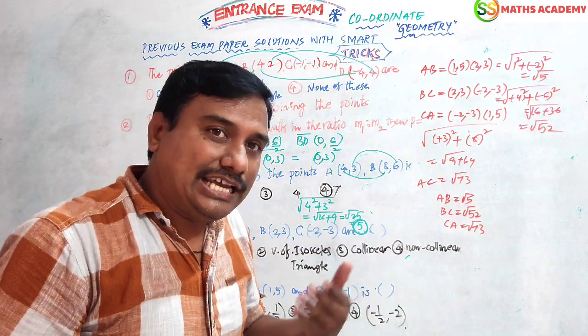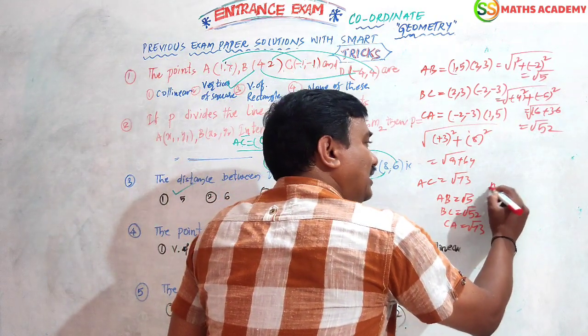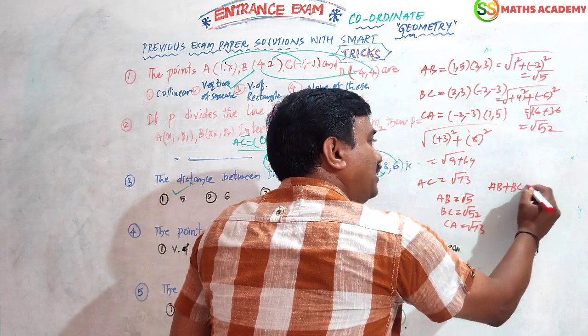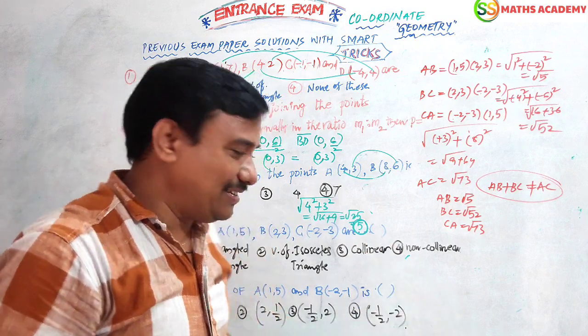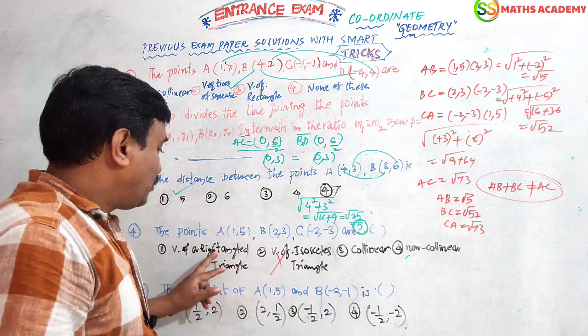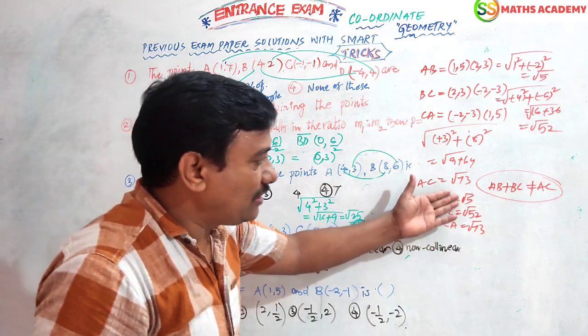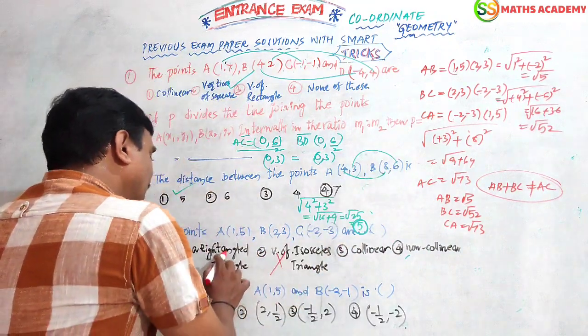If you add AB plus BC, AC, or any pair of sides, we are not getting anything equal. So that is the reason AB plus BC is not equal to AC. Any two sides are also not equal, so it's not an isosceles triangle. Now the square of 5 over 10 is nothing but 52 plus 5, 57. Here it is 73. It's not a right angle triangle.